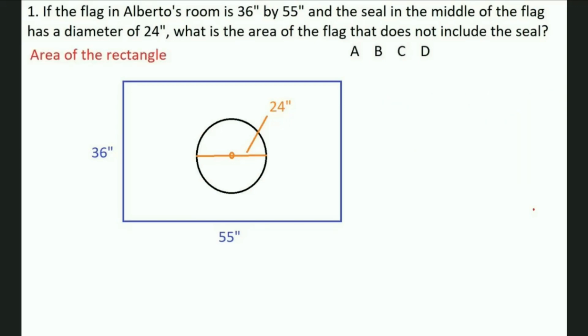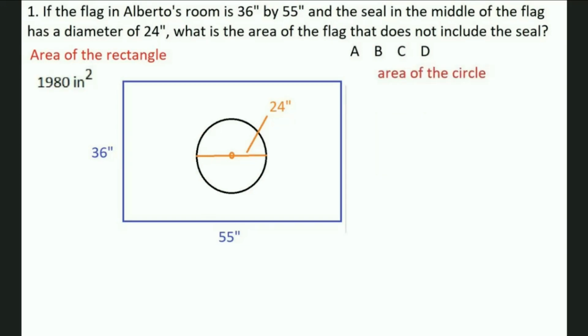So, let's start off with the area of the rectangle. That's simple. That's just 36 times 55. Our area is length times width. Area is 55 inches times 36 inches, and you end up with 1,980 inches squared. All right, that's the area of the rectangle.